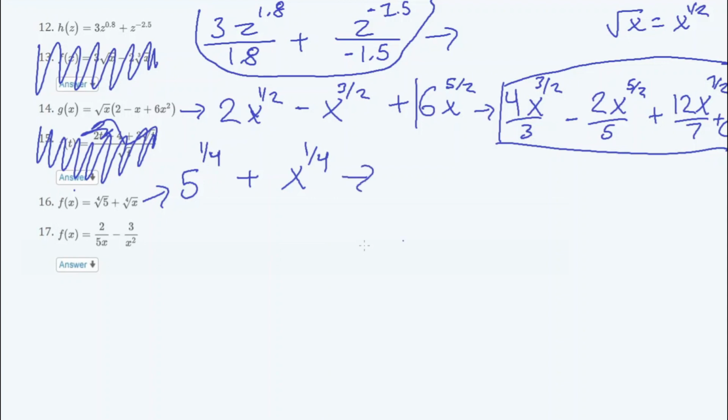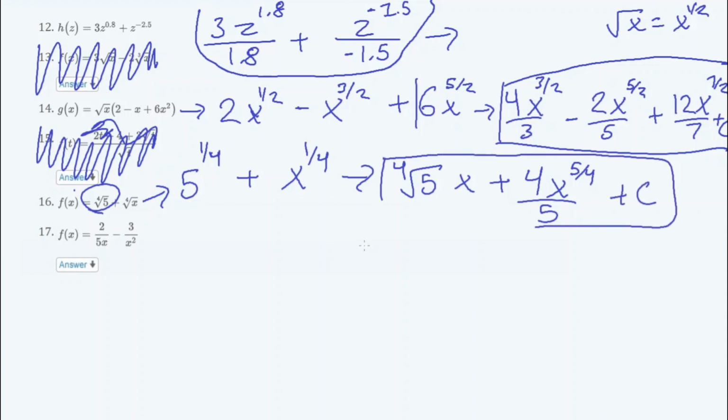So if we find the antiderivative, we could also rewrite it in the original form, fourth root of 5. So we would have fourth root of 5 times x plus x to the 5/4 power times 4 over 5. And you have plus c as well. And that would be our answer for that. And now we move on to number 17.